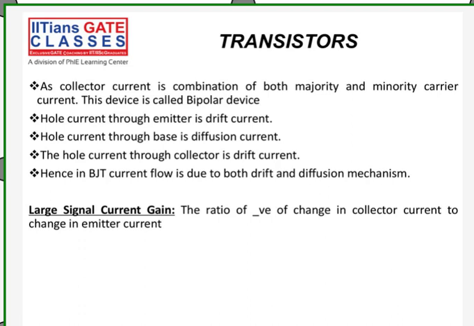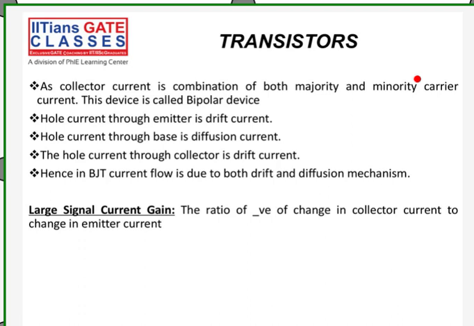Next we will see what is called the large signal current gain. What is this large signal current gain? It's a definition I have written: the ratio of the negative of the change in collector current to the change in emitter current. Why it is negative, you will see clearly. That is the large signal current gain.